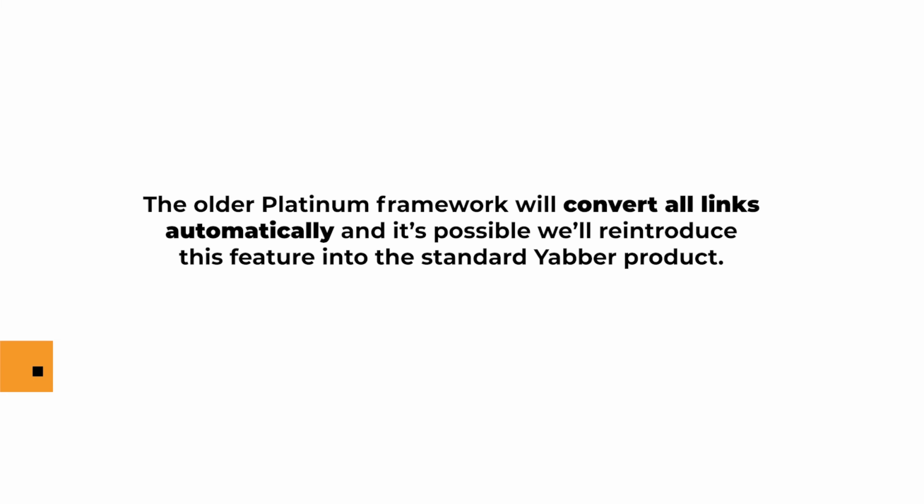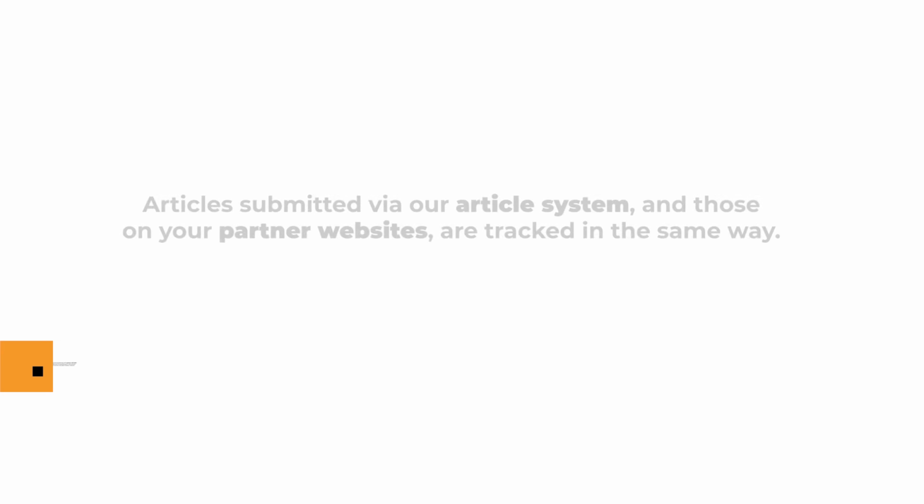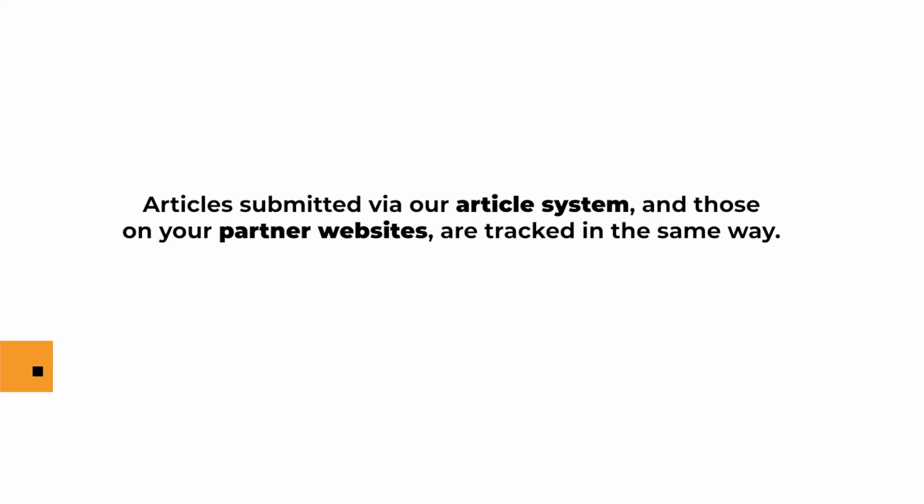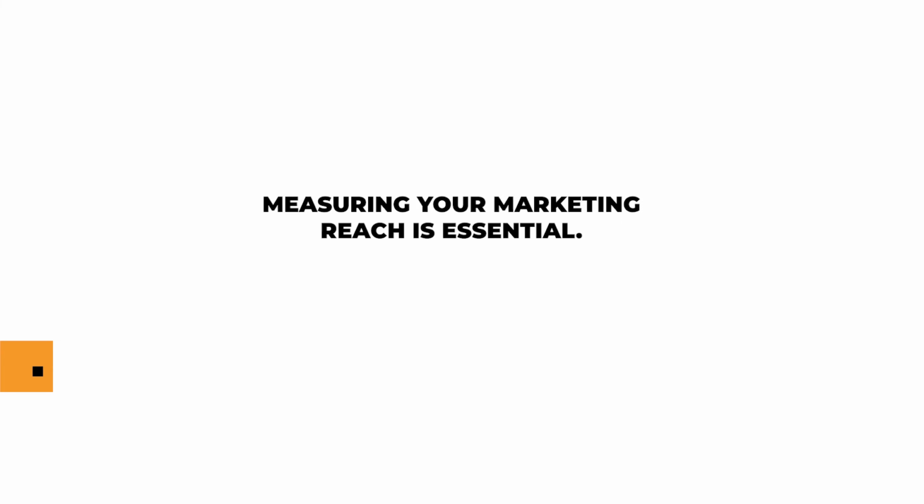Again, all the functionality we've described is served to you on the basis of creating the simple shortcode link as described. The older Platinum framework will convert all links automatically, and it's possible we'll reintroduce this feature into the standard product. It should be noted that links in articles submitted via our article system and those on your partner websites are tracked in the same way. Again, measuring your marketing reach is essential.